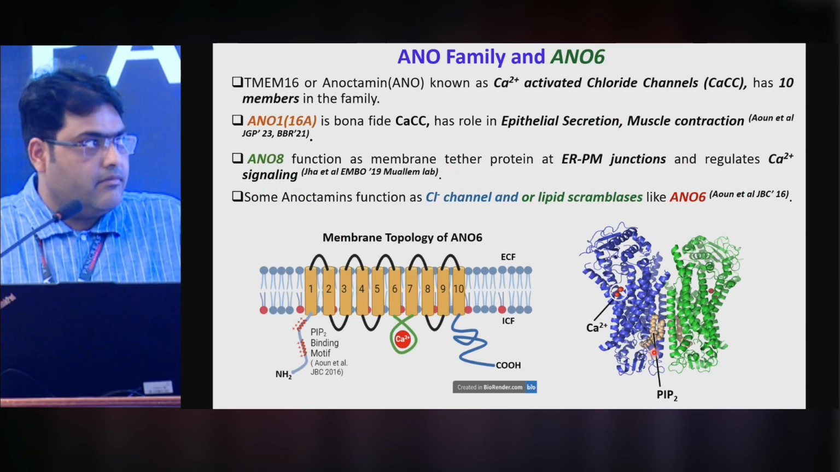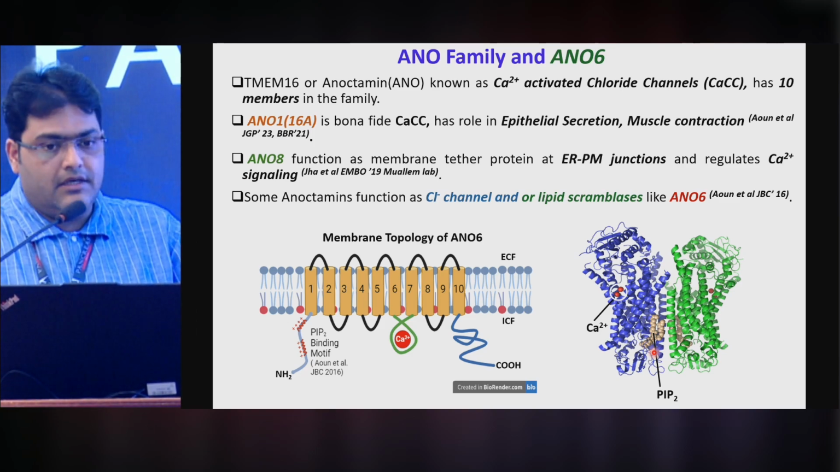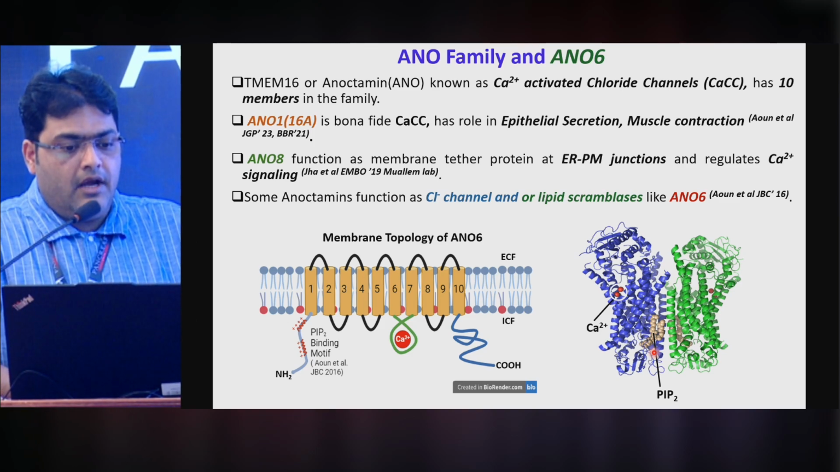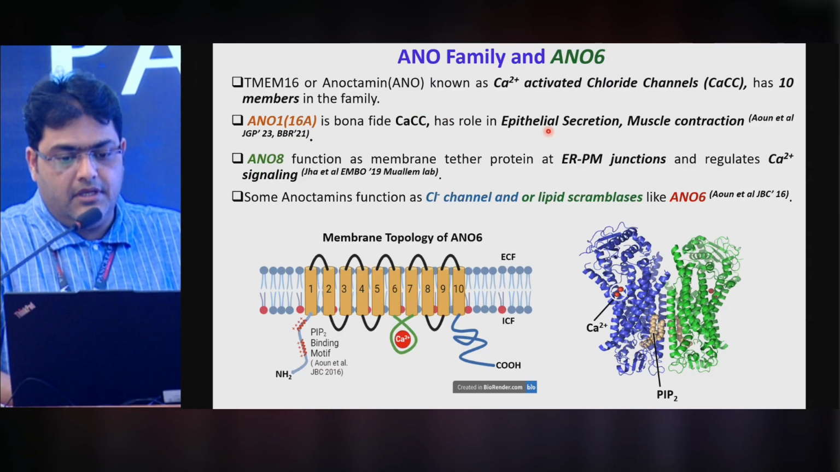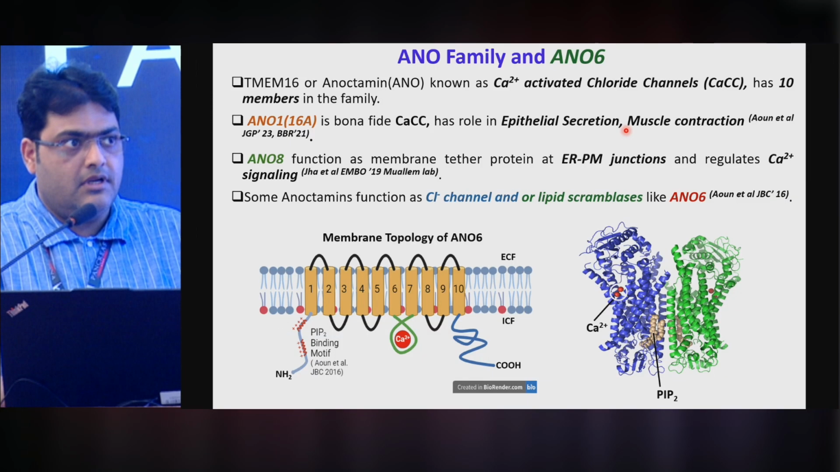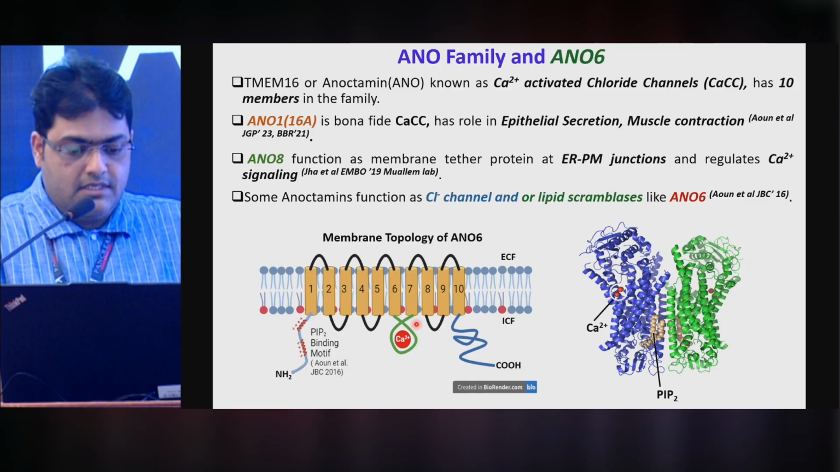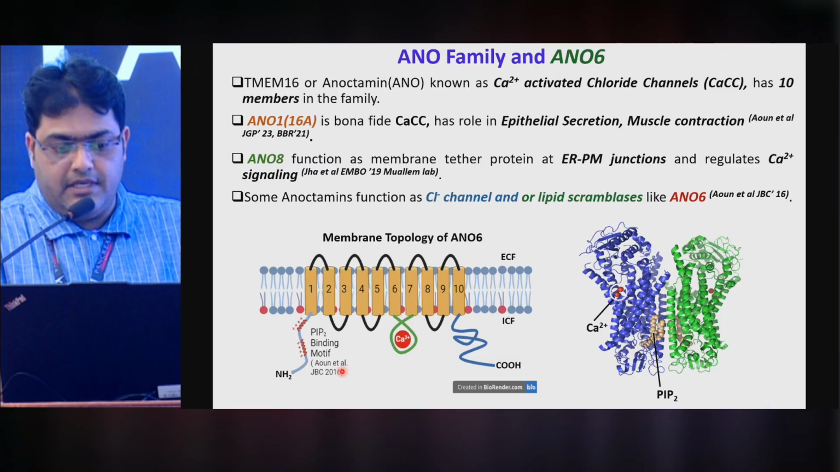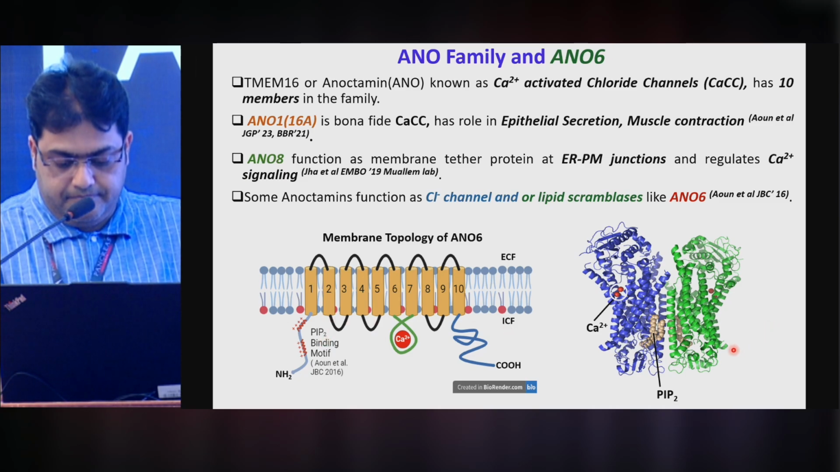Anoctamin-6 is a member of the calcium-activated chloride channel family that has 10 family members. ANO1 is a bona fide calcium-activated chloride channel but has no PtdSer scramblase activity, and has a role in epithelial secretion and muscle contraction. ANO8 is important for tether proteins and calcium signal regulation. Others function as a chloride channel as well as a lipid scramblase like ANO6. You can see it can bind calcium, and as I found during my PhD training, it can also bind membrane PIP2 and regulate channel function.